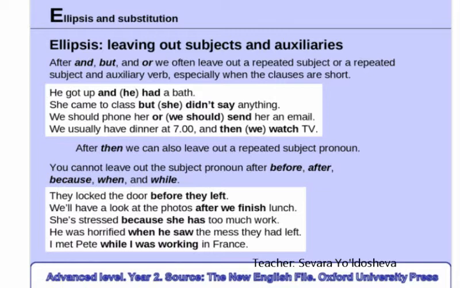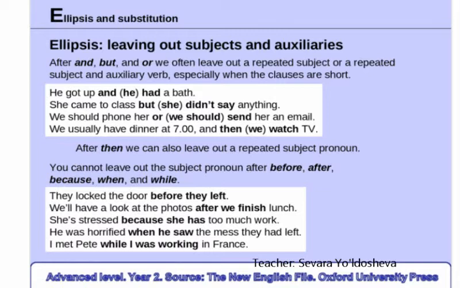After and, but, and or, we often leave out a repeated subject, or a repeated subject and auxiliary verb, especially when the clauses are short. For example, he got up and had a bath. In the sentence, he is omitted. She came to the class but didn't say anything. So you can see in the second part of the sentence, she is omitted.